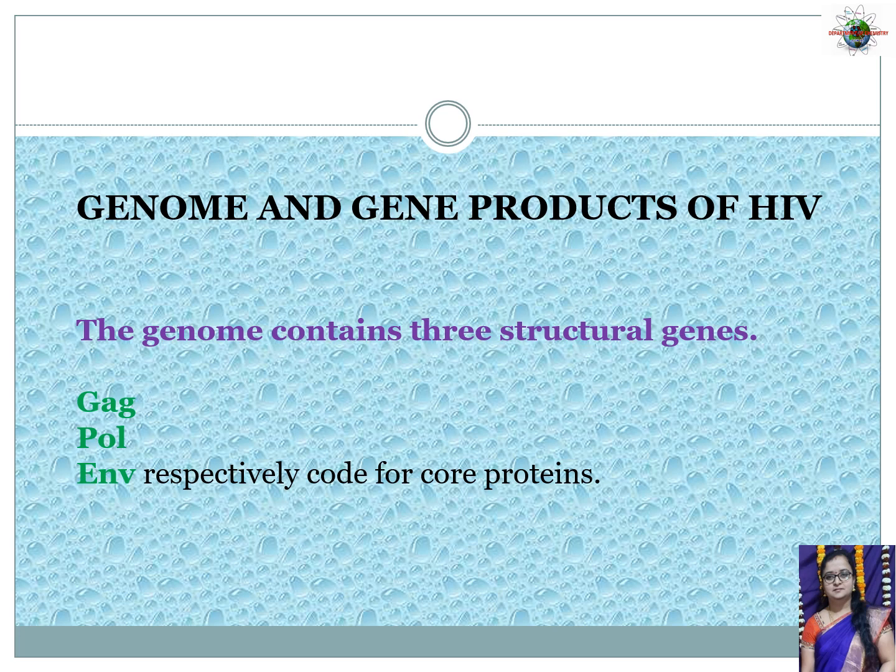On either side of the HIV genome are long terminal repeat genes that control transcription. Besides the structural genes, it also contains regulatory genes including VIF, that is viral infectivity factor gene, TAT, trans activation gene, and REV, regulator of virus gene.